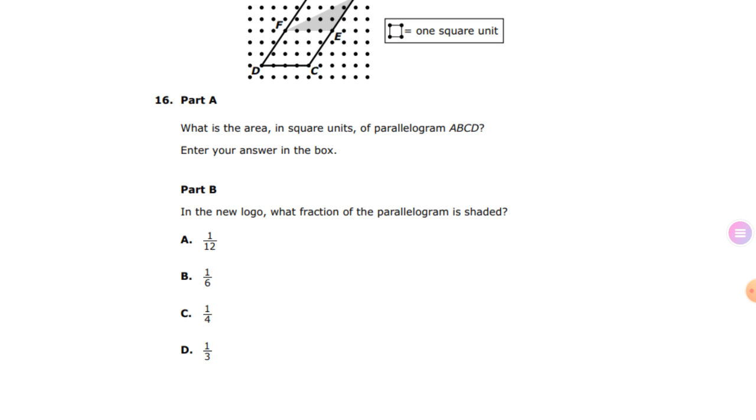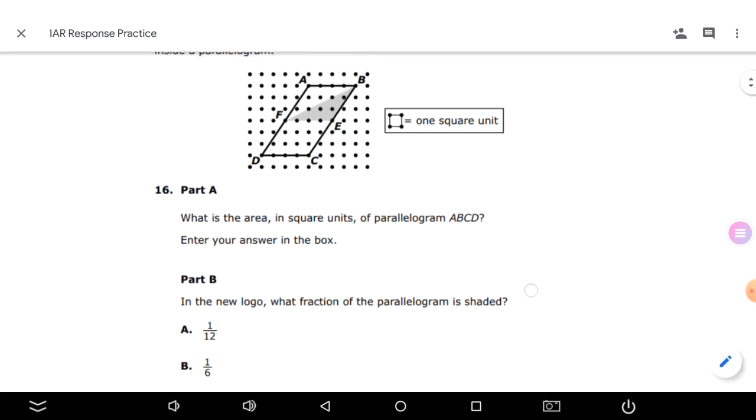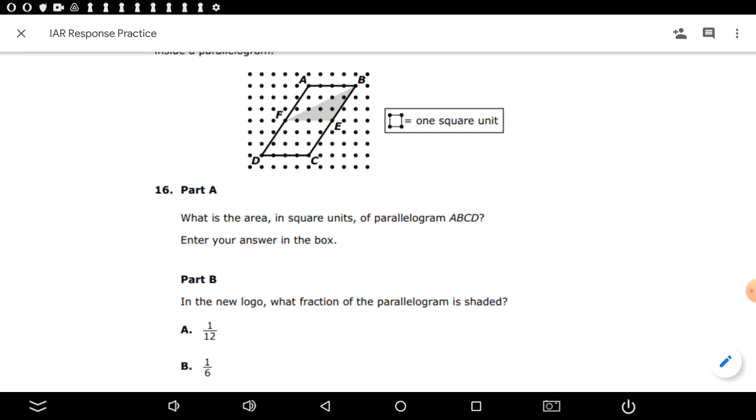So out to the side, let's go ahead and write. Hold on, I'm going to have to scroll down a little bit. I have to be able to see it all. A equals base times height. How do we find the base and the height? How do I find the base and the height of the parallelogram? So A equals base times height. How do we find it, Livy?